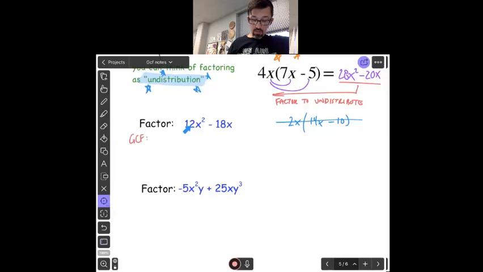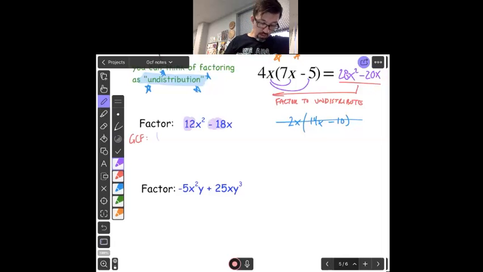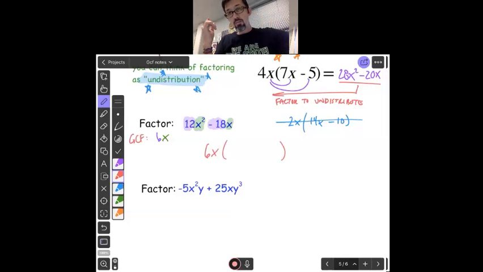What do 12 and negative 18 have in common? What number goes into both? 6. 6, okay. And then when we look at the variables, x squared and x, what's going to be common there? X. Okay, so there's our GCF. Where does the GCF go? Okay, the GCF always goes on the outside. You're going to hear me say this a lot. Factor out. Okay, I say that word very specifically because that GCF goes on the outside of the parentheses. All right, and it's our job to then figure out what's on the inside of the parentheses.